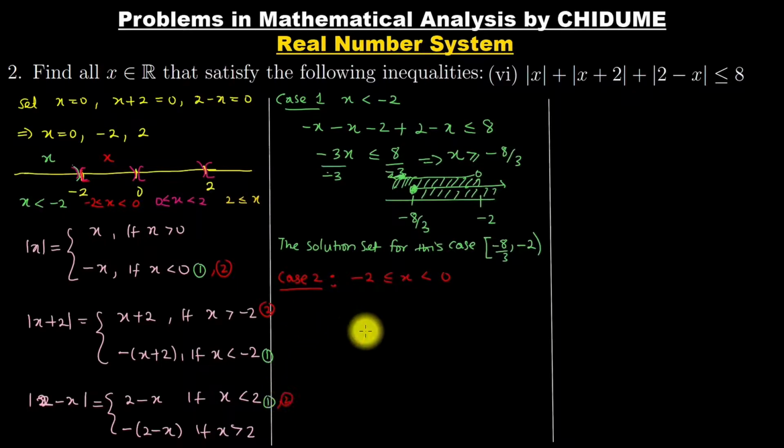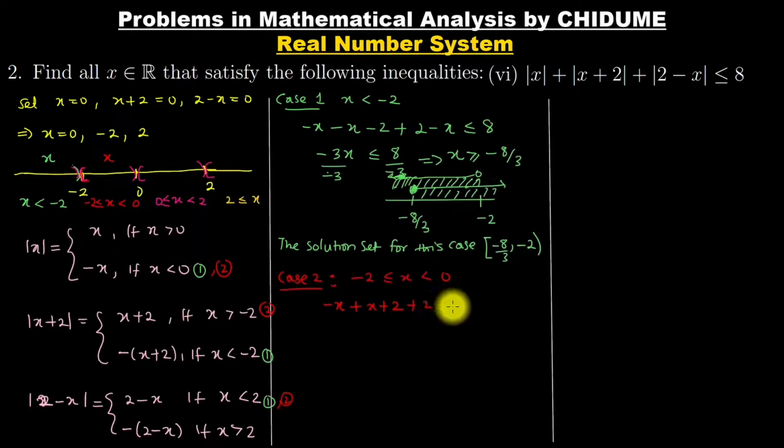Okay, so meaning that the absolute value of x would still remain as negative x, because x is less than 0. Then here the absolute value of x plus 2 would be x plus 2, because x is now bigger than negative 2. Then for the third one, I will have this to be what?